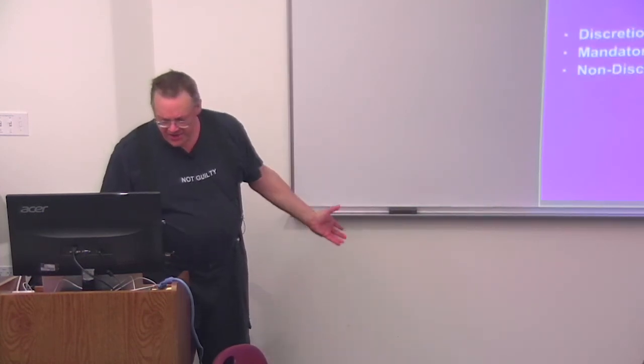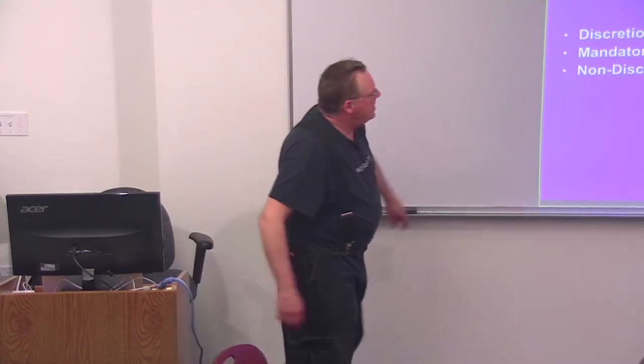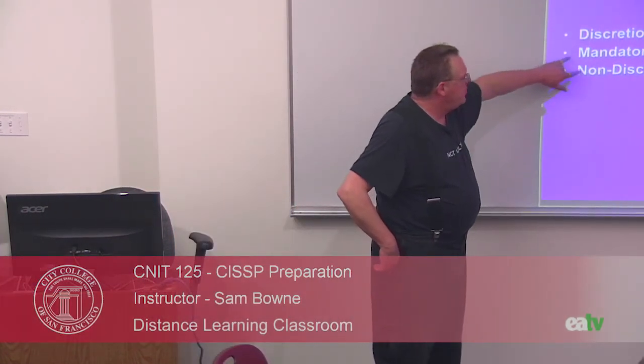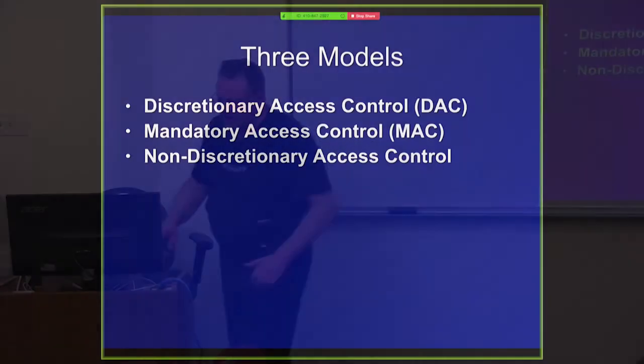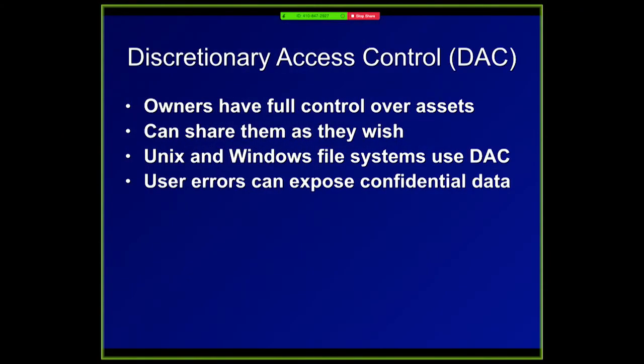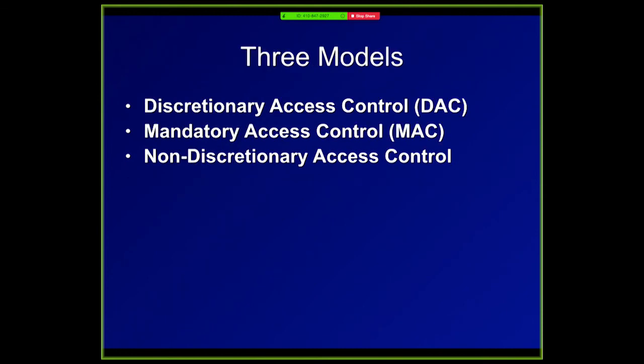So your access control typically is one of these three models: discretionary access control, mandatory, or some non-discretionary ones. Discretionary access control is typical of a home machine. Somebody owns the device and they can do anything they want with anything on that device. There's an owner and the owner can do anything they want. This means that your security is totally dependent on that user not doing something stupid.